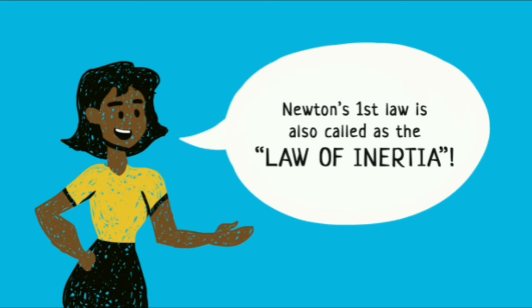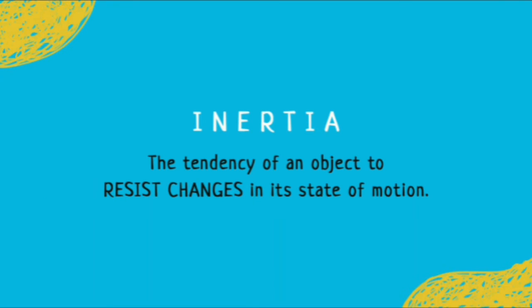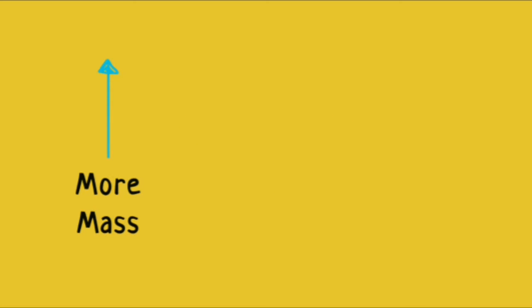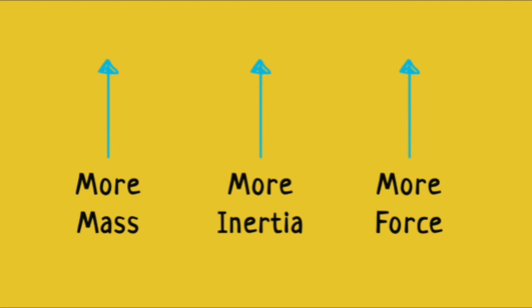It is to be noted that Newton's first law is also called the law of inertia. Basically, inertia is the tendency of an object to resist changes in its state of motion. According to this law, all objects have inertia. The more mass an object has, the more inertia it has, and thus more force is required to change its motion. This is exactly why it is easier to push a chair than to push a car.